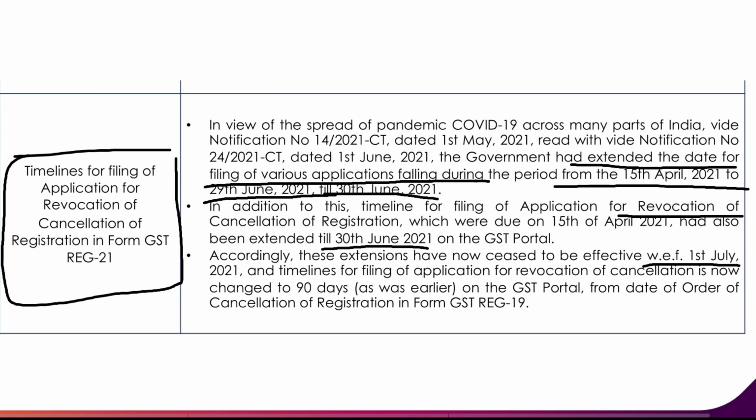So even for the revocation of cancellation of registration, it was changed back to the earlier timeline, that is up to 90 days. So you need to apply for revocation of cancellation within 90 days if your registration was cancelled and you want to apply for revocation after 1st July 2021. So be careful while you are applying for the revocation of cancellation.